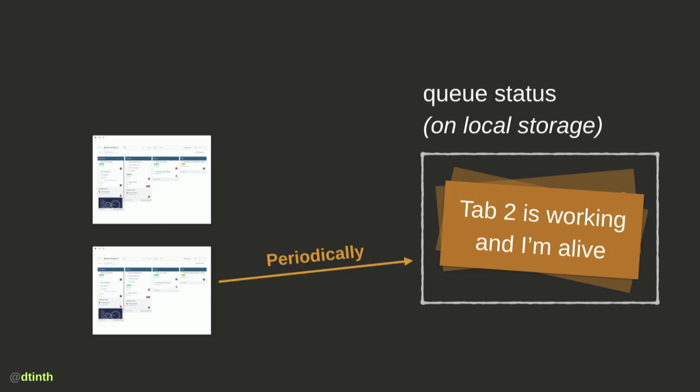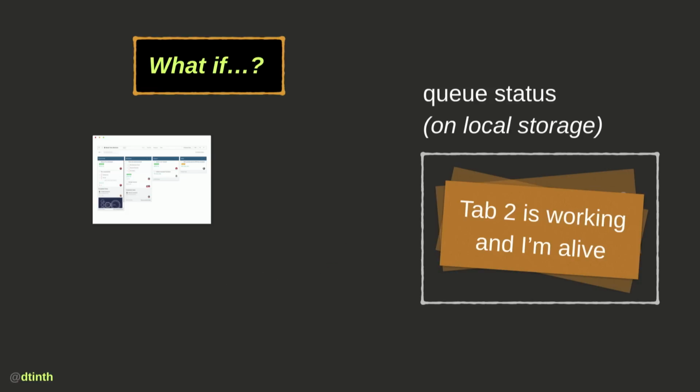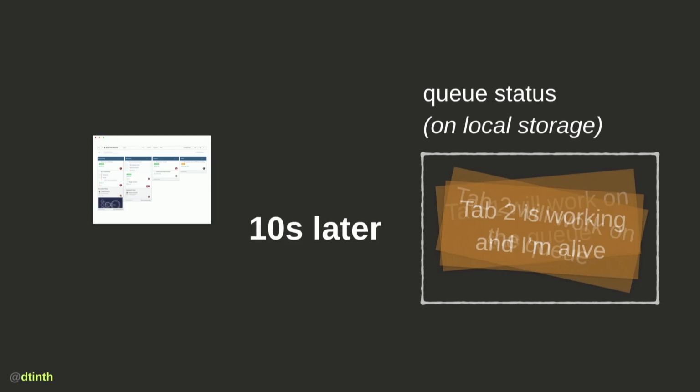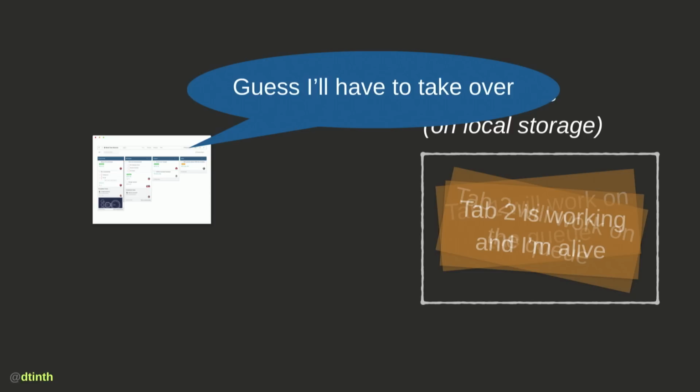And the winning tab will periodically report its status to the shared storage so that other tabs know that, okay, someone is taking care of the queue and is still alive. But what if that tab somehow disappeared? Maybe the user closed it, maybe it crashed. Then we have to set up a timeout so that other tabs can decide that, well, the tab that originally worked on it has gone, and can take over the work left from the previous tab.